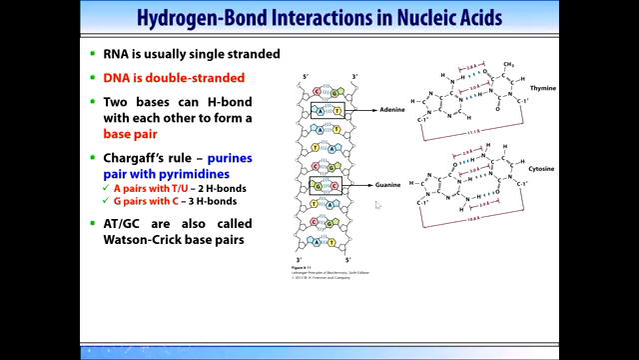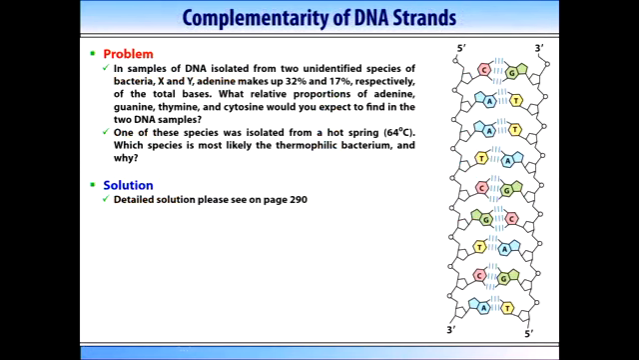So let's look at a simple example, which, if you know how to answer it, means you understand the material very well. In samples of DNA isolated from two unidentified species of bacteria, X and Y, adenine makes up 32% and 17% respectively of the total bases. What relative proportions of adenine, guanine, thymine, and cytosine would you expect to find in the two DNA samples? How do you approach this?